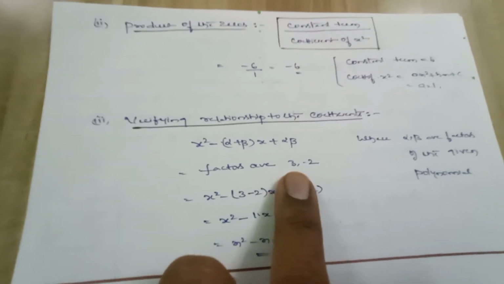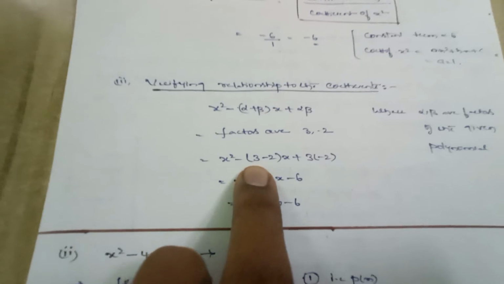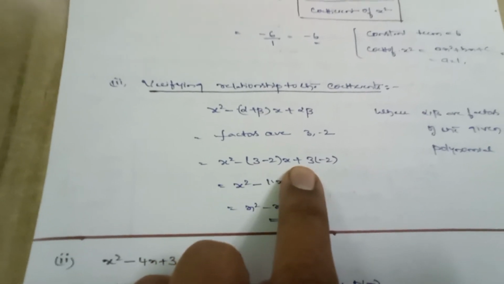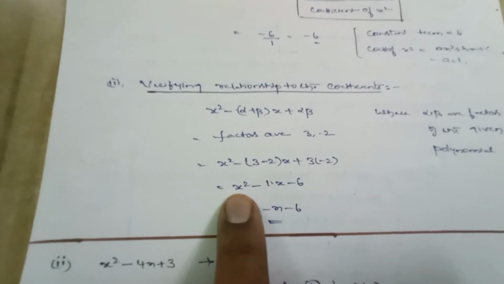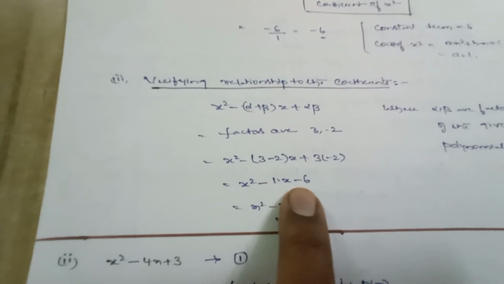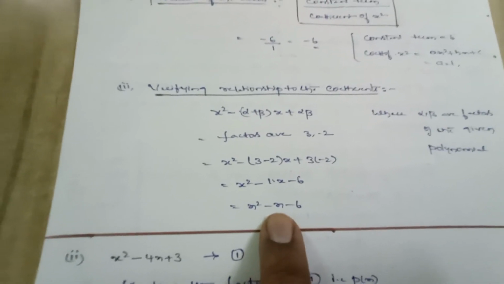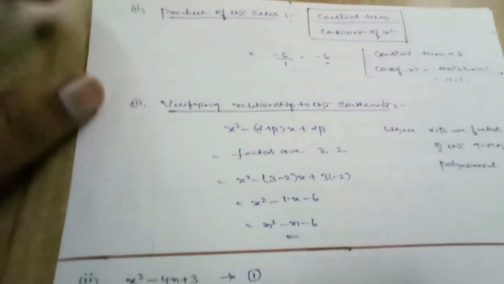So the zeros we got are 3 comma minus 2, right? So x square minus 3 minus 2 into x plus 3 into minus 2. You get x square minus of 3 into minus 2 is 1 into x minus 6, because 3 into minus 2 is minus 6. So it becomes x square minus x minus 6. That is the given polynomial, right?